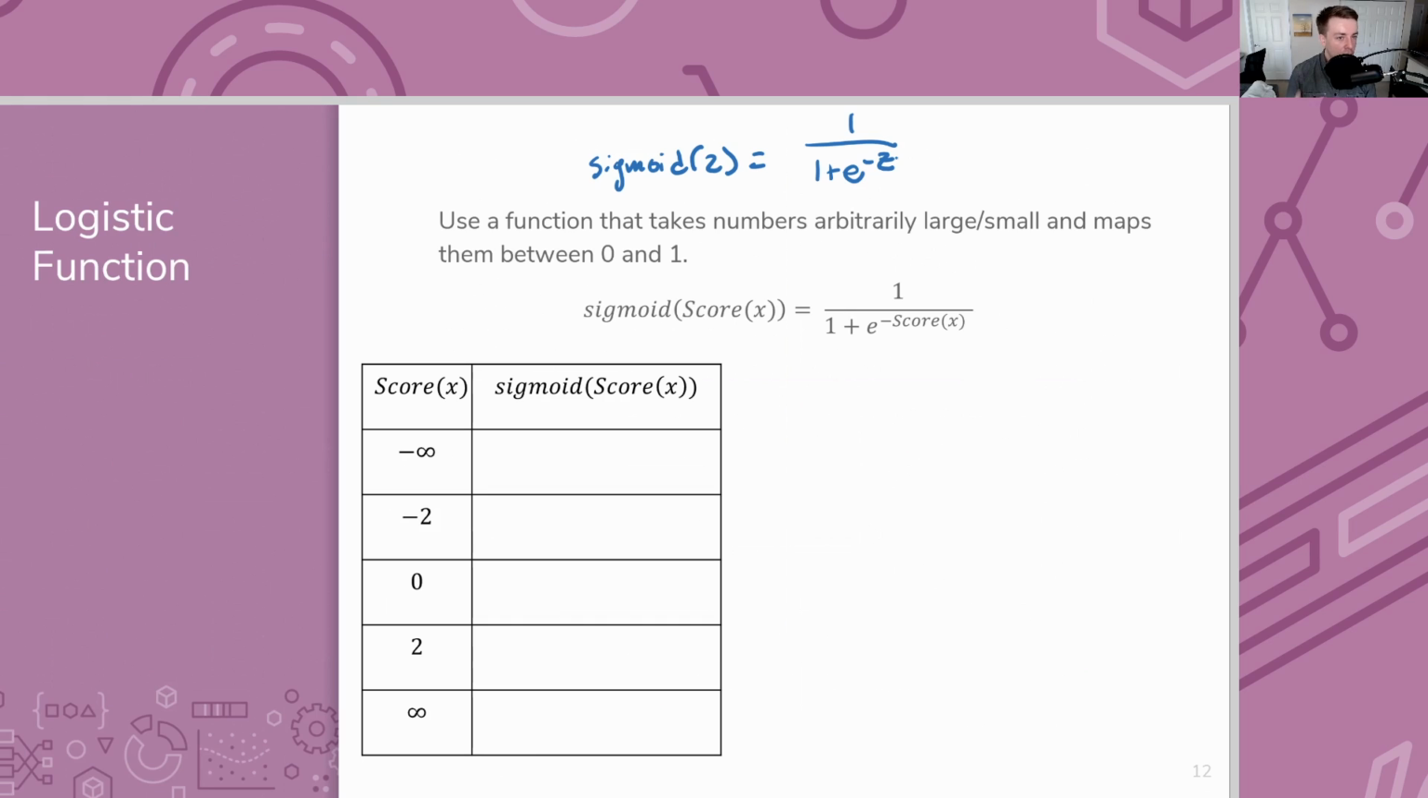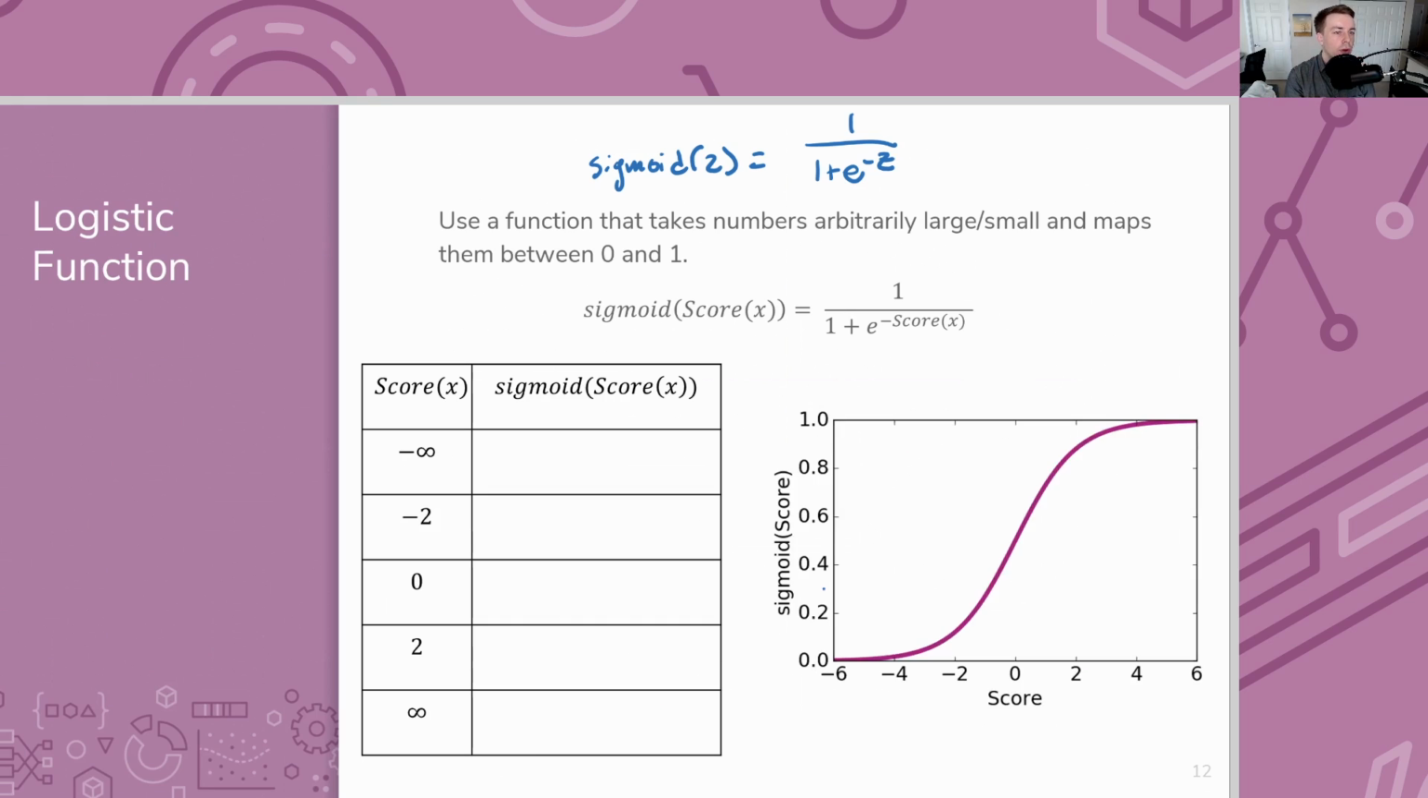What does this equation look like? Well, it looks like this nice, beautiful S-curve, where if the score is very, very negative, the number is close to 0. And if the score is very positive, the number is close to 1. And if the score is 0, the output is 0.5.